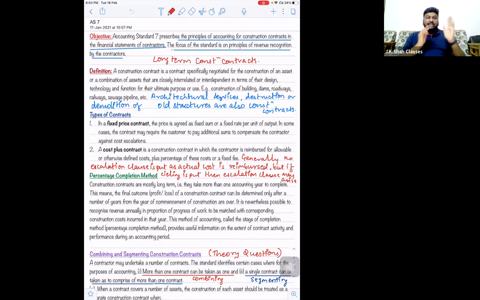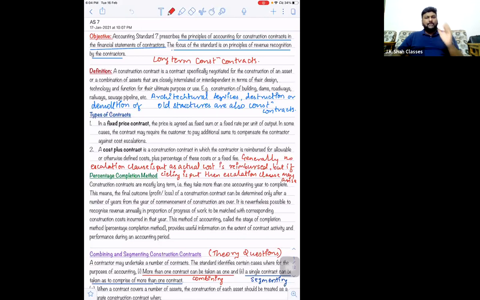Now, what is the name of the standard? So AS7, Accounting for Construction Contracts. So the name itself suggests you the objective. So what will be the objective? So here we are going to learn the accounting treatment with respect to construction contracts, right? That is the first important objective. So here we are going to learn in detail how to account these particular transactions or these construction contracts in the books of accounts. Now, point number one.